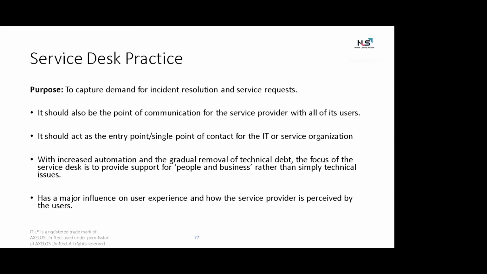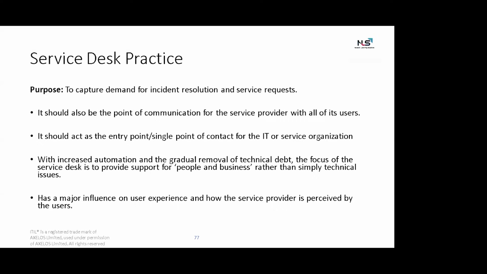It should also be a point of communication for service providers. For example, your laptops and desktops will have replacements, repair centers, or service centers rather. It should act as an entry point or a single point of contact for a particular service.